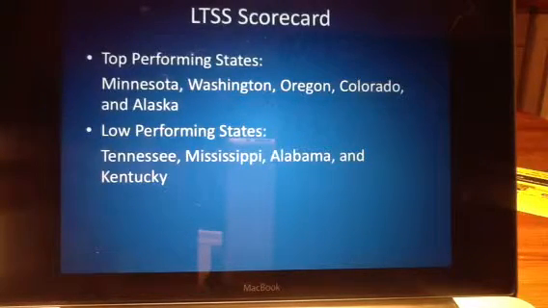The highest performing states were Minnesota, Washington, Oregon, Colorado, and Alaska. The lower performing states were located within the southeast, and the bottom states included Tennessee, Mississippi, Alabama, and Kentucky.